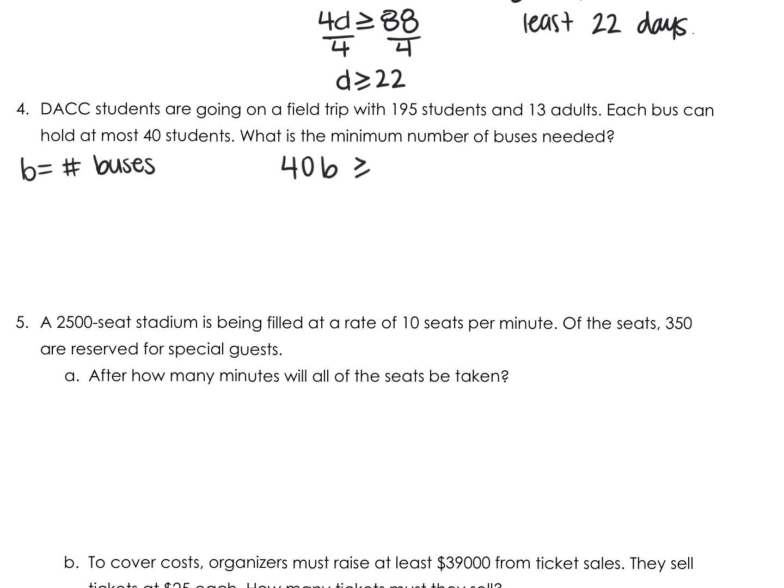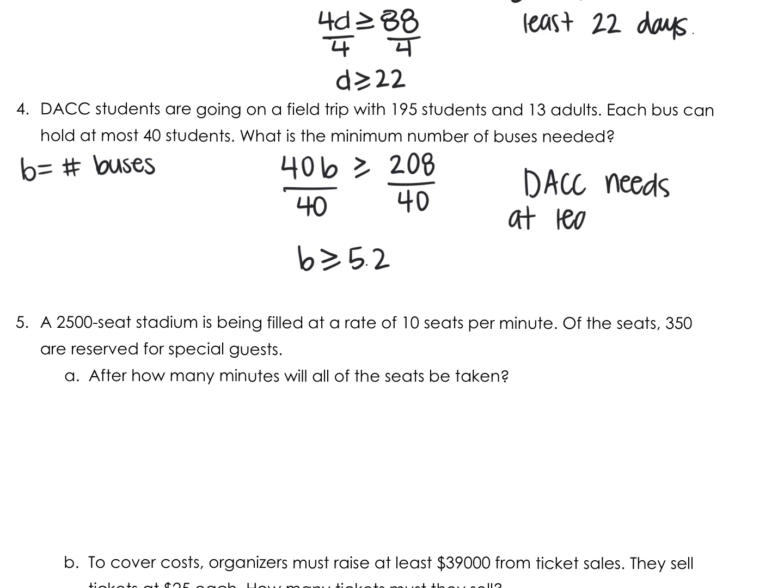Now, we have 195 students, but we also have 13 adults. So our total number, I have to do 195 plus 13. So that's 208. Then we'll divide by 40. So B has to be greater than or equal to 5.2, which means DACC needs at least 6 buses. Because the next whole number that is greater than or equal to 5.2 is 6.